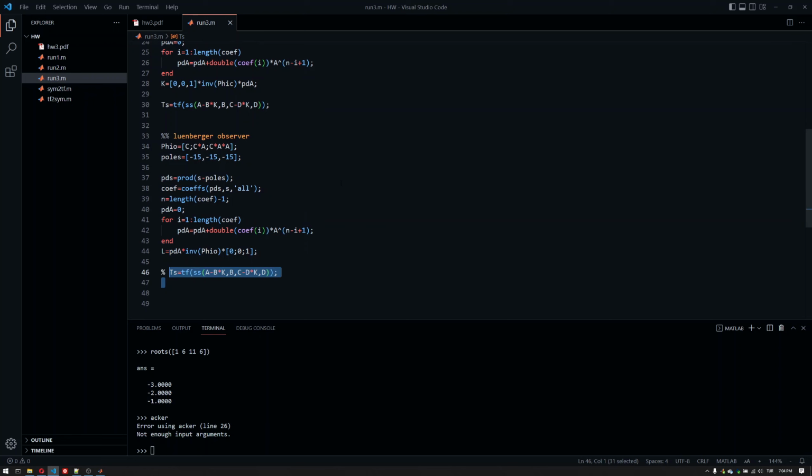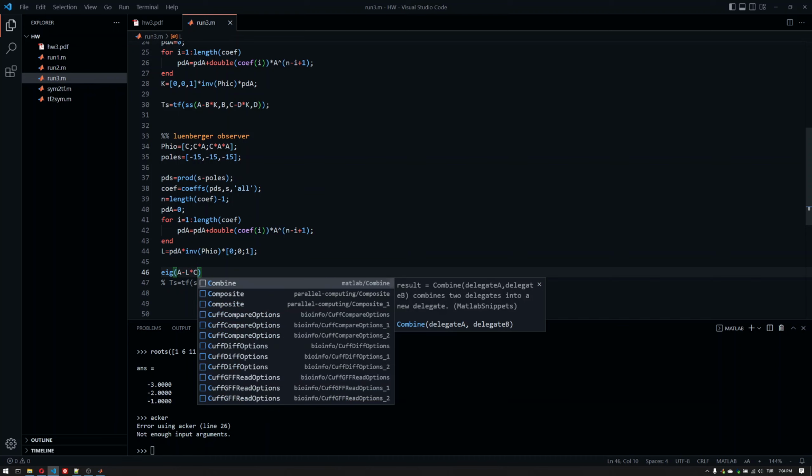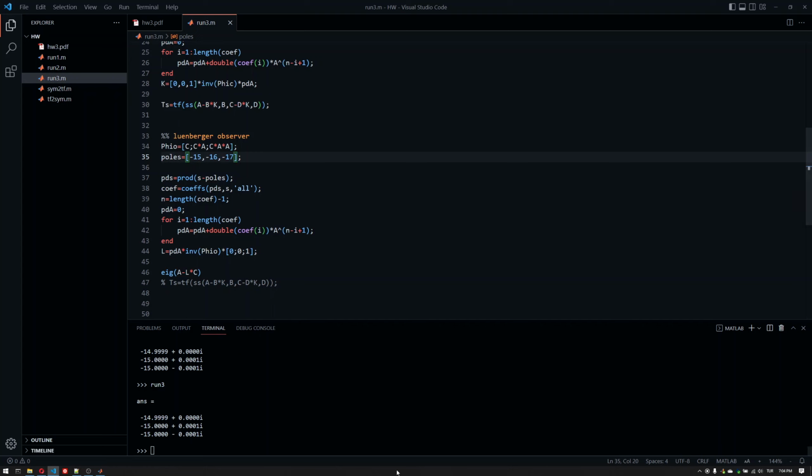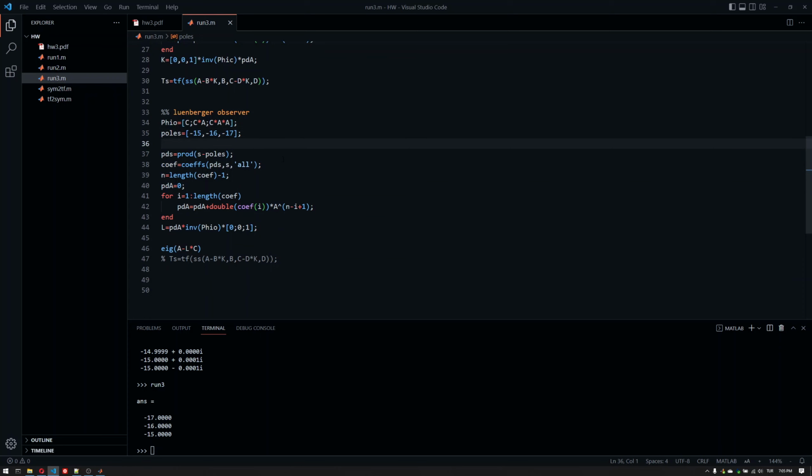So the eigenvalue of A minus L times C should give us the roots that we are looking for. You can see -15 approximately, -15, -15. It has some sensitivity because we've chosen them on top of each other. Maybe a better choice because of the sensitivity could be minus 16, minus 17, just to have a little difference there. You will see minus 15, minus 16, minus 17, exactly at the point where it should be.